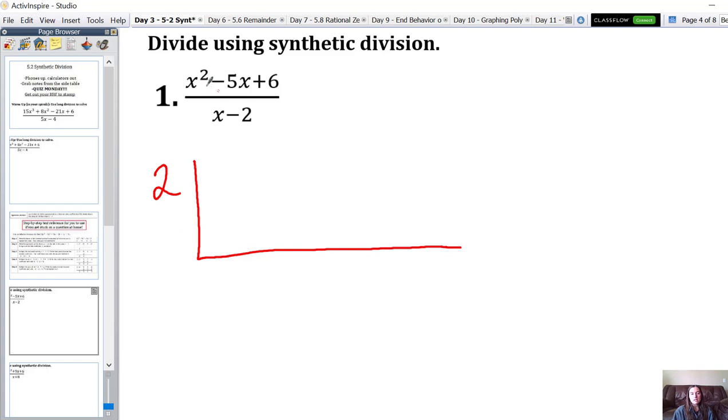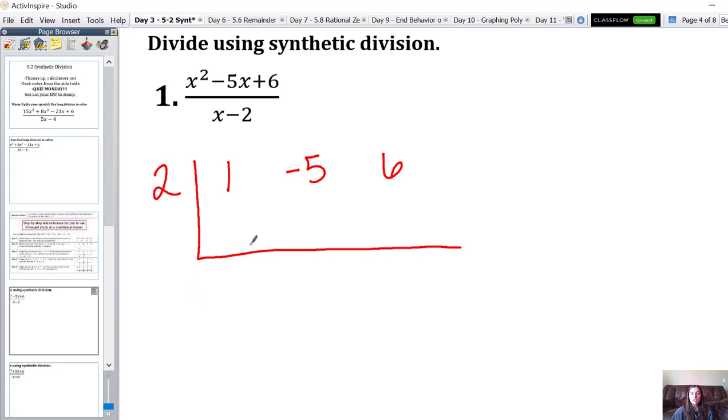Inside of this half box, instead of writing this entire polynomial on top, the entire dividend, I'm only going to write the coefficients of each term. So we have x squared, x, and a constant. We don't have anything missing, so I can write all of the coefficients that I see. In order, we've got 1, -5, and 6.